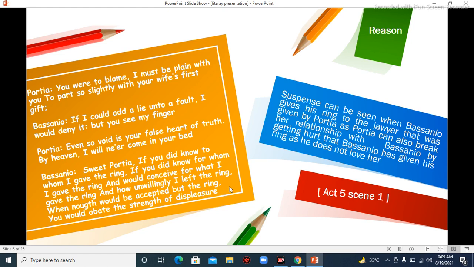The scene happens when Bassanio gives the ring to the lawyer, as he has basically rescued his friend from the mouth of death. Then Portia asks where his ring is. Bassanio says that she doesn't know how unwillingly he left the ring. Then suspense is created in the scene as to what Portia's reaction would be when she hears that he has given the ring to the lawyer.